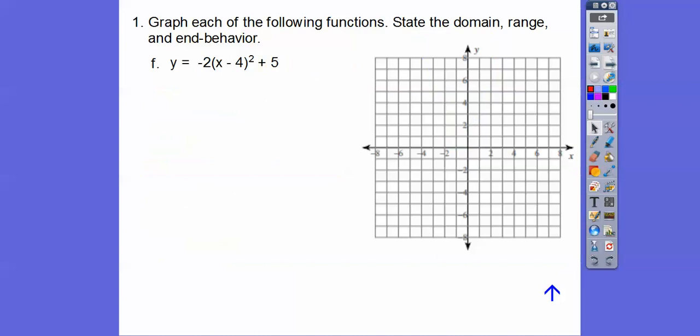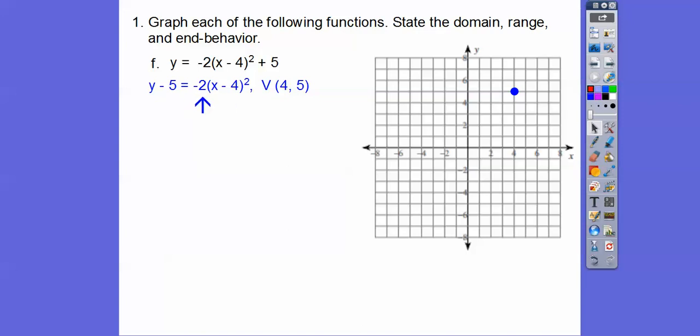Let's try another one of these. Okay, let's put this in vertex form. Subtract the 5 on both sides, and so the vertex is at 4, 5, okay? And I tell my students, think opposite. So it's x minus 4, so it's at 4. Y minus 5, it's at 5, so it's at 4, 5.